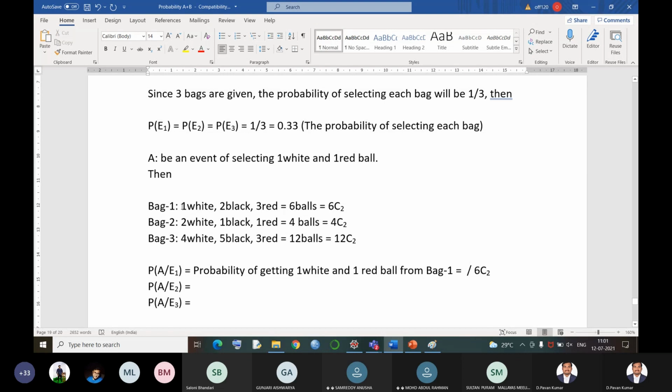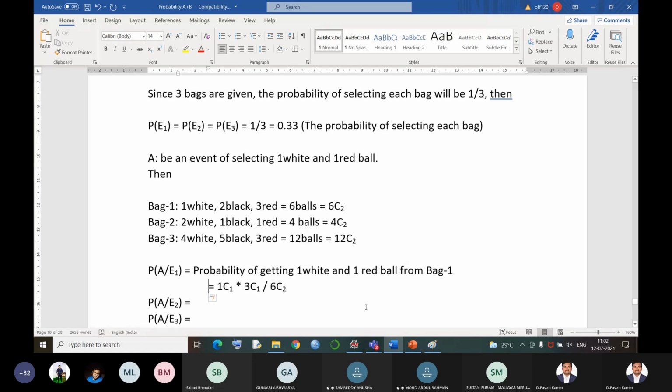Favorable number of cases means, in the numerator, what are they asking us to find out? They want first one white ball. So in the bag, how many white balls are there? There is only one white. So 1 out of 1 can be drawn in how many ways? It can be drawn in 1C1 ways, into the second ball they are expecting, which is a red ball. How many red balls do they have? They have only 3. So 1 out of 3 can be drawn in 3C1 ways. Why am I drawing only one ball? Because they are asking me to get one white and one red ball from the particular bag.